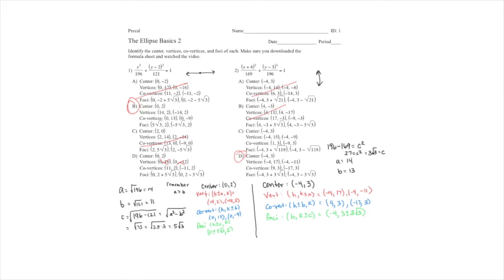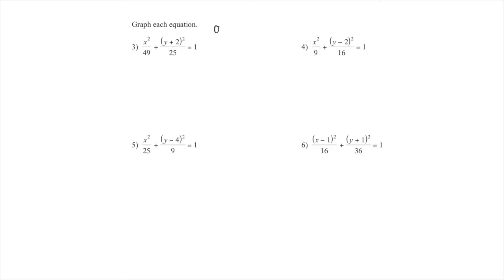Let's go and look at the second page. Let's graph a few of these. These are kind of set up to be relatively easy. Although, if you can get the concepts here for graphing, the process of graphing doesn't get any more complicated than what we're doing right now. You might have uglier numbers, but the process remains the same.